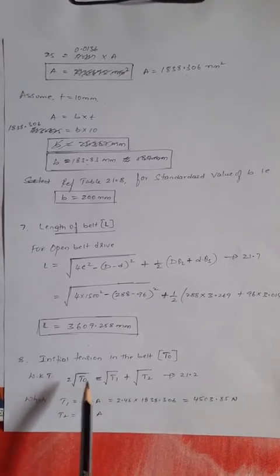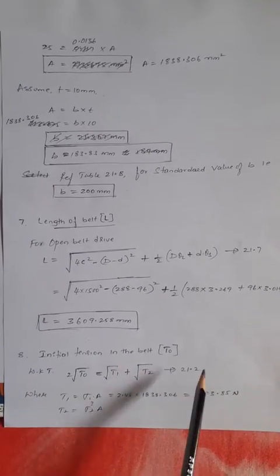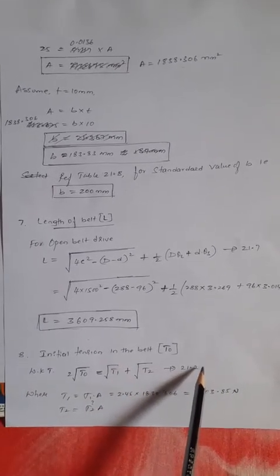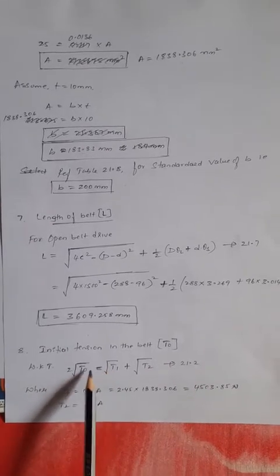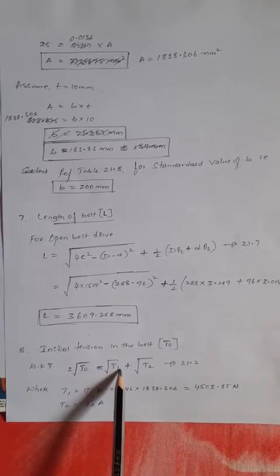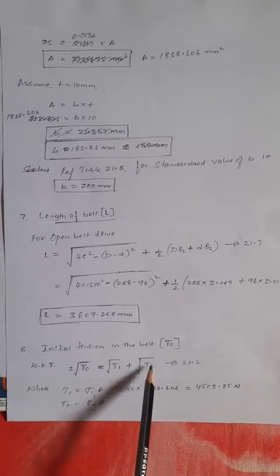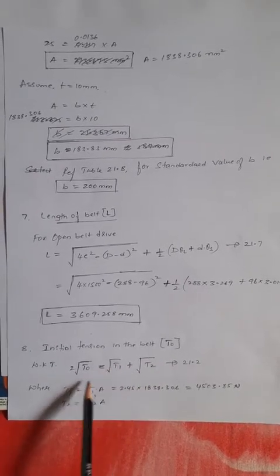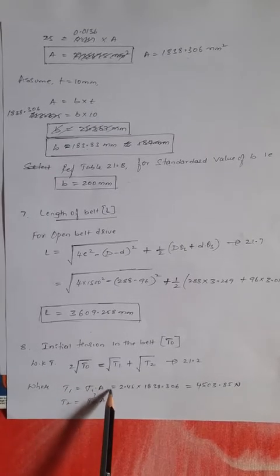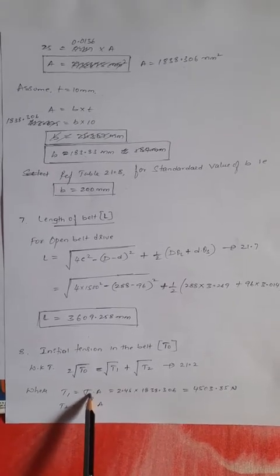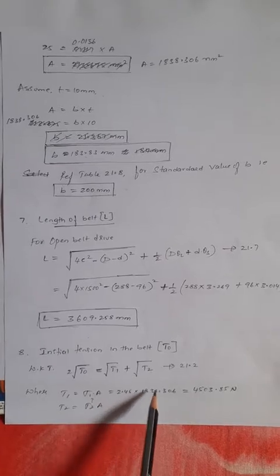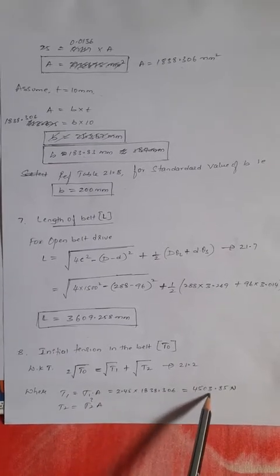Next, step number 8, initial tension in the belt, T0. We know that from the belt equation 21.2. I want to calculate T0. T1 we know, since we know sigma 1. T2 we don't know, as we don't know sigma 2 also. Then we first calculate T1, where T1 is sigma 1 into A. Sigma 1 we already calculated. Then A also we calculate, substitute and you will get this value.